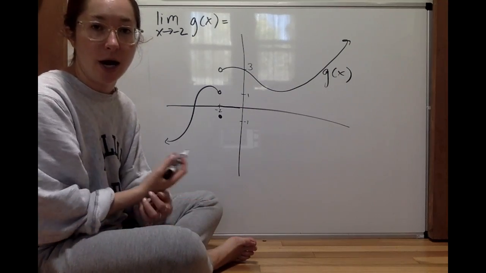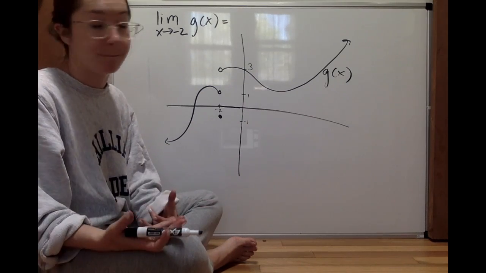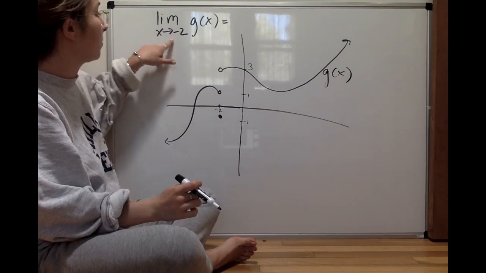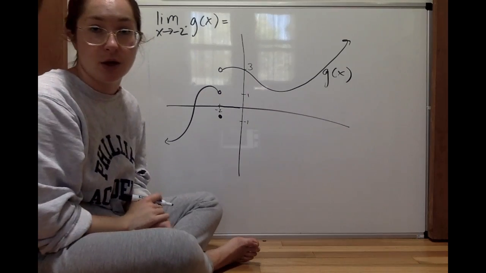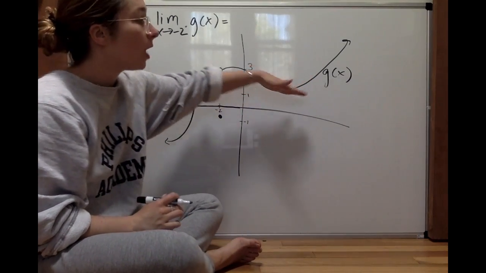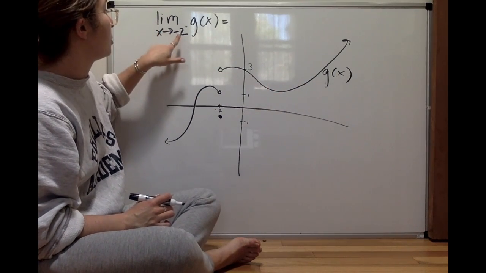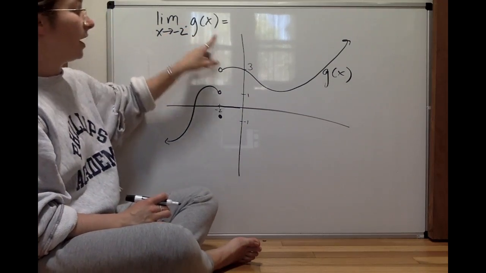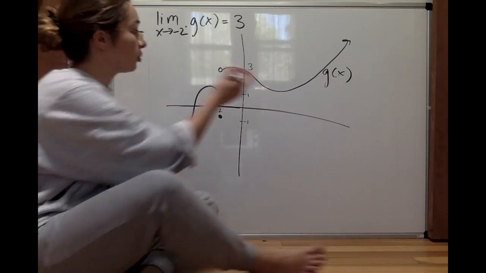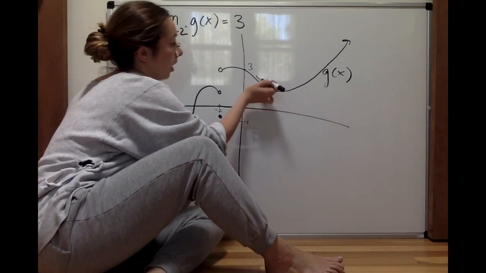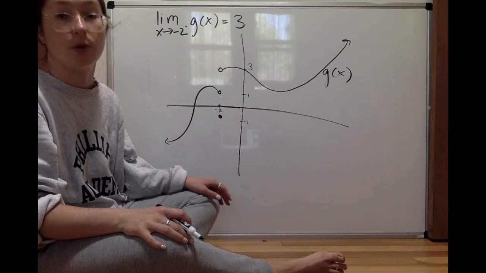So for limits, we have to describe which side we're approaching from. If I say the limit as x approaches negative 2 with a little plus sign in the corner, that means it's coming from the right, from the side with the positive numbers. So the limit as x approaches negative 2 from the right of g of x is going to be 3. As I'm traveling towards negative 2 on my function from the right-hand side, the y value is getting closer and closer to 3.